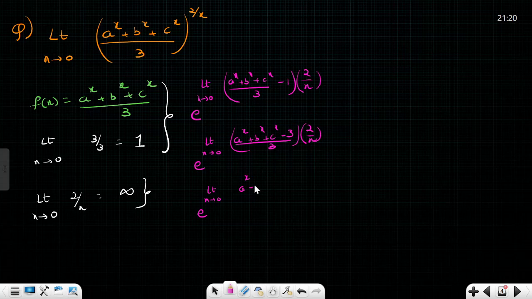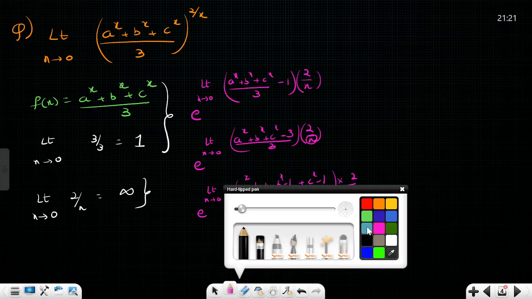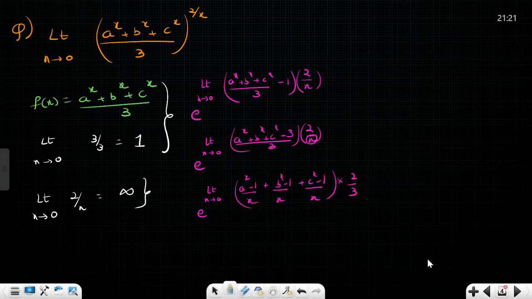We can write it as a power x minus 1 plus b power x minus 1 plus c power x minus 1, right? Yes sir. And there is an x over here. I wanted to just give the x for the whole denominator, and then 2 is there outside and 3 is there here, into 2 by 3. Okay. Is that clear? Yes sir. Any doubt? No sir.